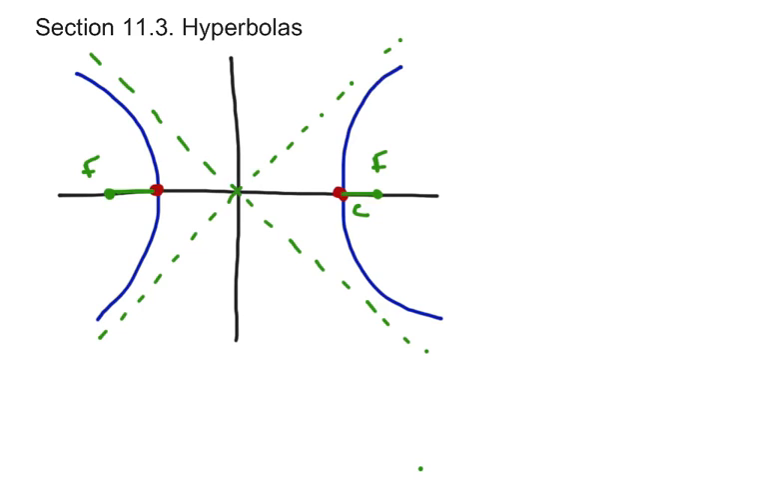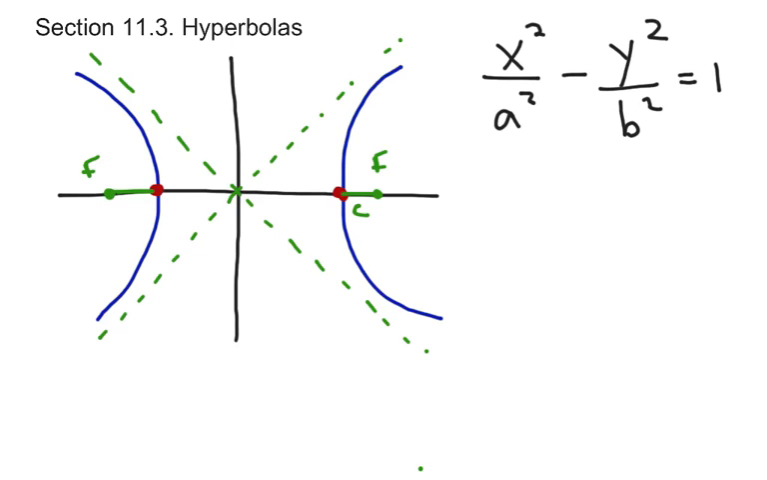The equation of hyperbola that open to the left and right, whose vertices are on the x-axis, is x squared over a squared minus y squared over b squared equals 1. I want you to notice the only difference between this equation and the equation of an ellipse is that this one has a minus sign in it, whereas the ellipse had a plus sign.